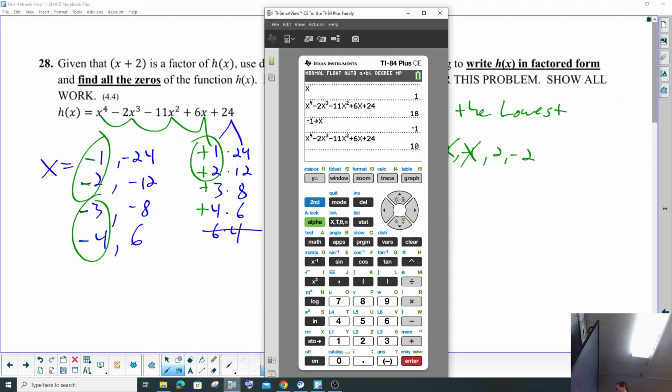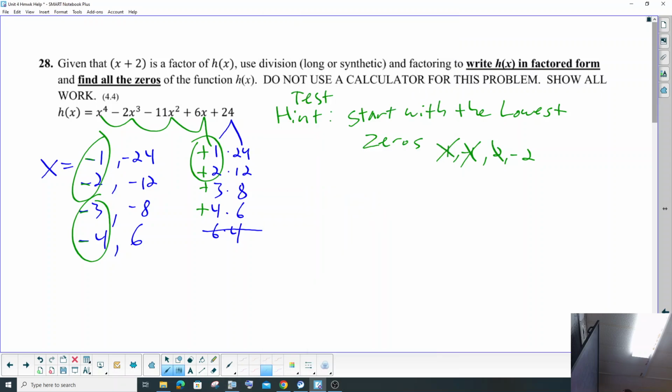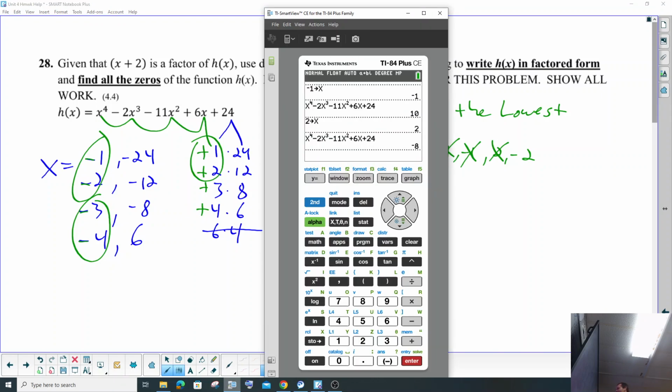Let's try 2. So we store 2 in for x. And then you can also do second enter. Did you know that? Second enter will give you the last entry there. Negative 8. Wow, 2 is not working either. This won't happen on the test. 1, 2, 3, 4, one of those will work.